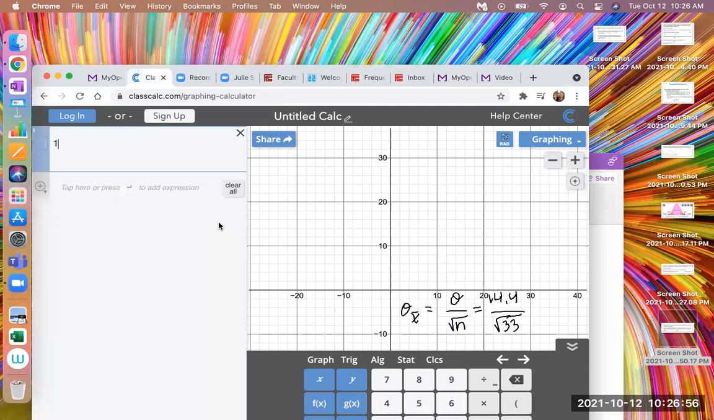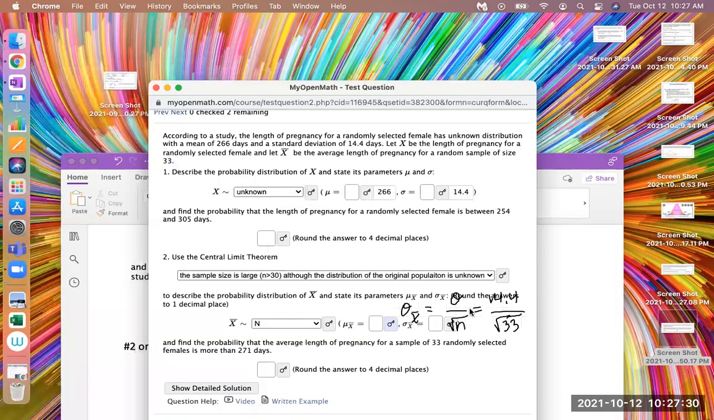So 14.4 divided by, and I put SQR, which does a square root for me, and then 33. There's my answer, and to one decimal place it's 2.5. However, when we go to do the probability, I'm not going to use 2.5. I'm going to use that whole expression, 14.4 over the square root of 33, just to be more accurate with our answer. But for this answer, it's 2.5 that we want.